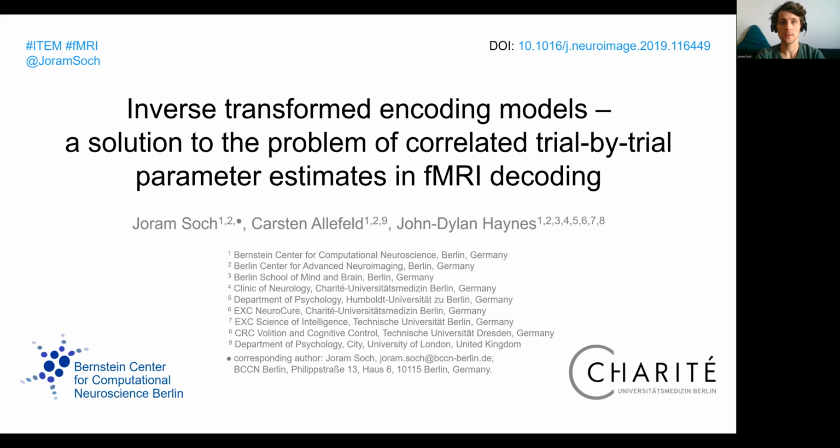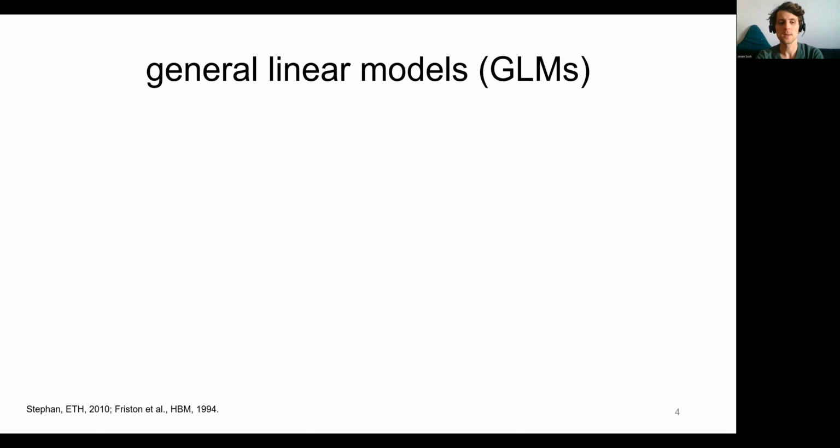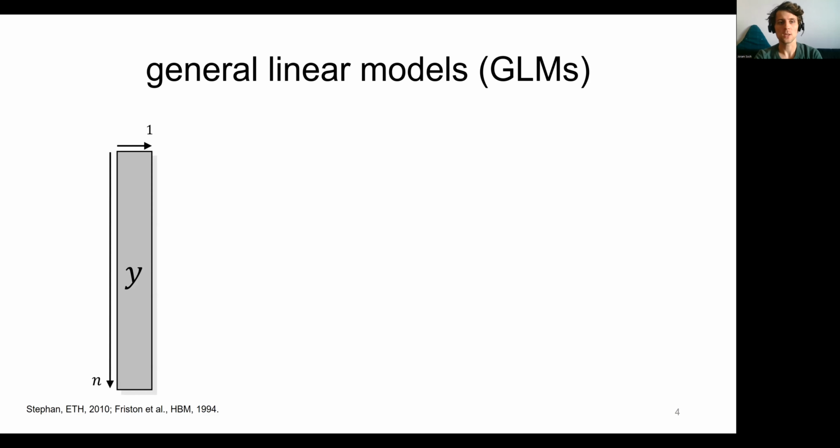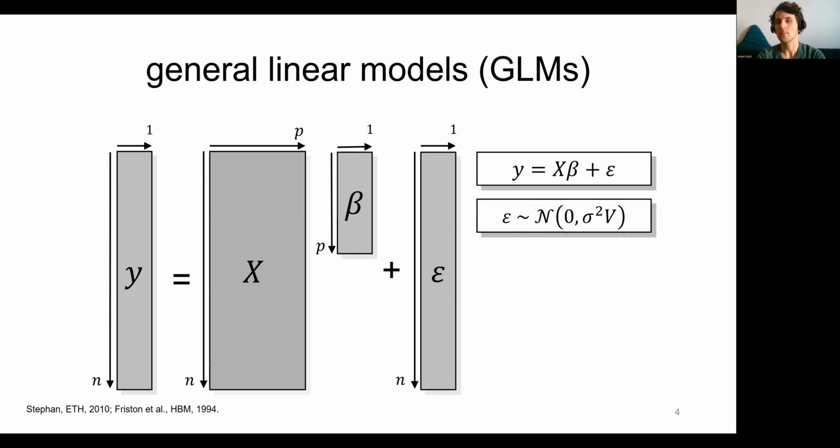In order to understand this, we first need to have a look at basic fMRI data analysis, which often builds on, as you will probably know, the general linear model. In the GLM, the measured signal from a single voxel is decomposed into variation coming from experimental conditions, the design matrix X, weighted by some regression coefficients, beta, plus some noise, which is assumed to come from a normal distribution with mean 0 and some covariance across scans.